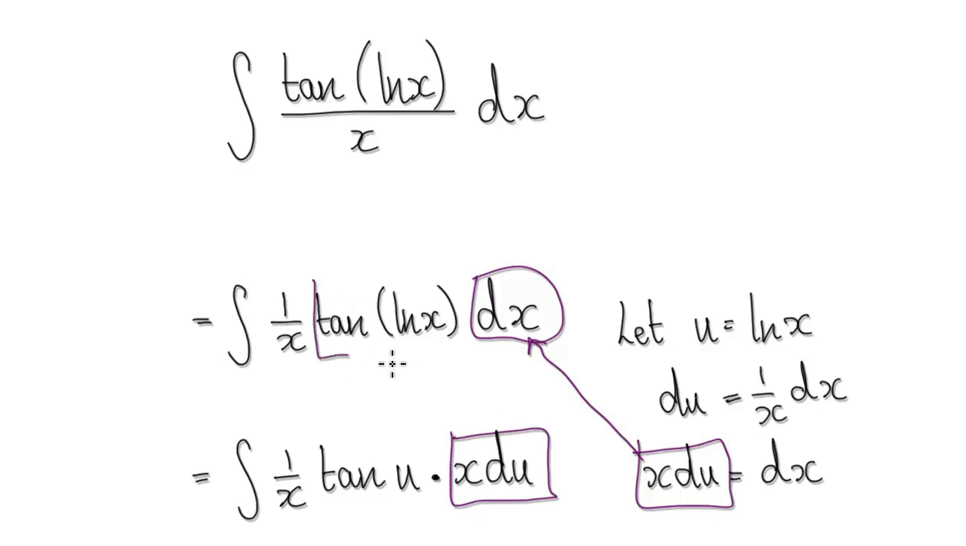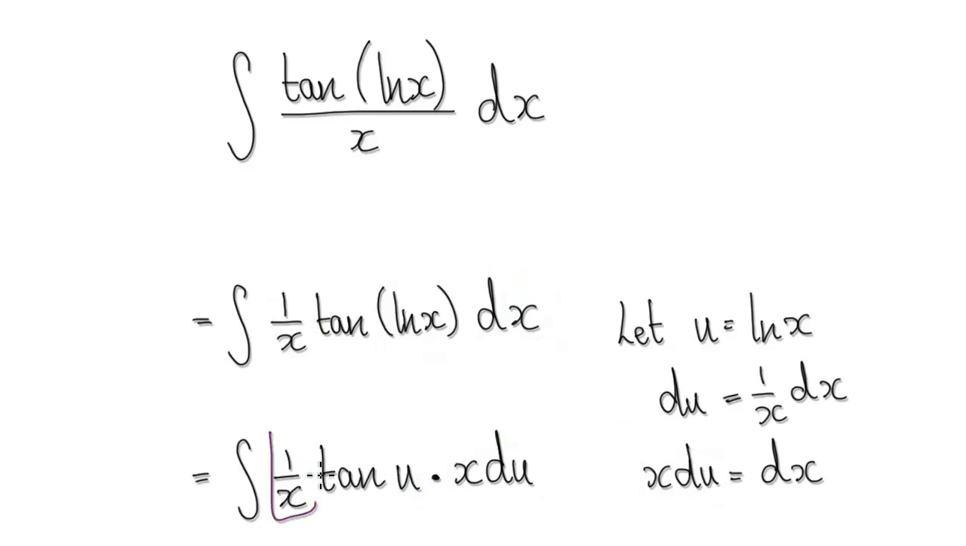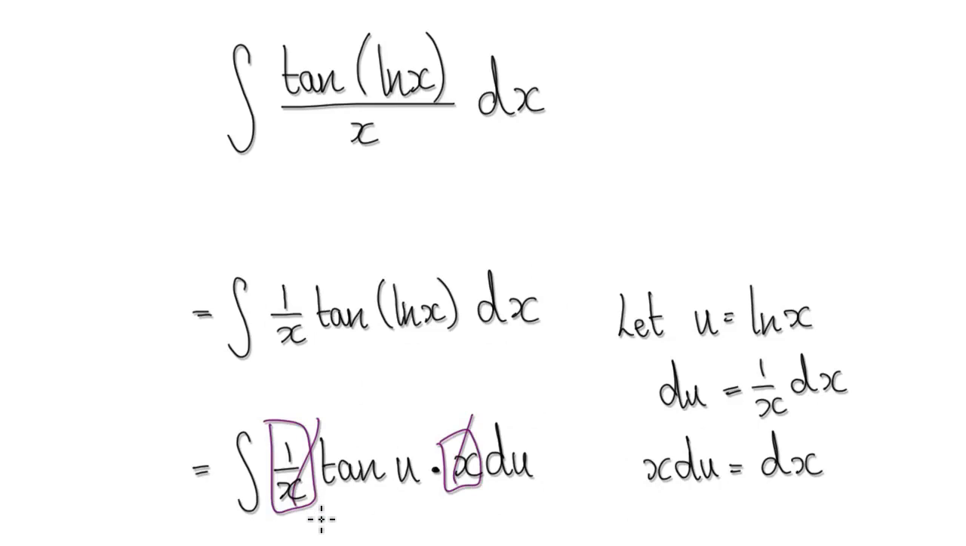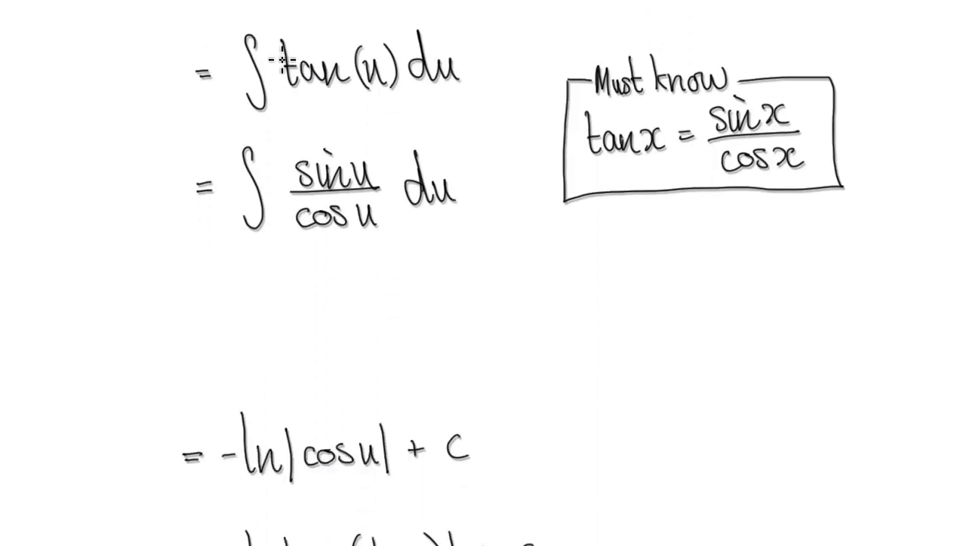And then you've got your block here. That will then become tan of u. And then you've got this block here, leave that alone. And then notice that this block here and this block here will cancel each other out, giving you tan of u. And I'm expecting you to know this. Tan of u is the same as sine u over cos u.